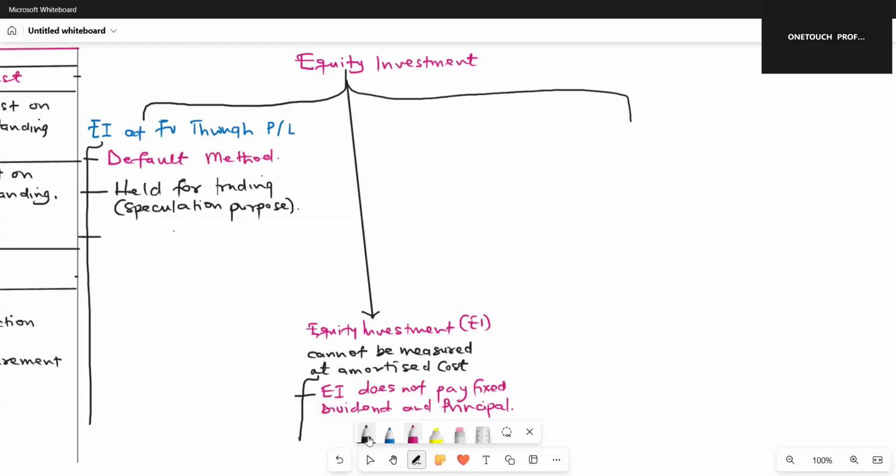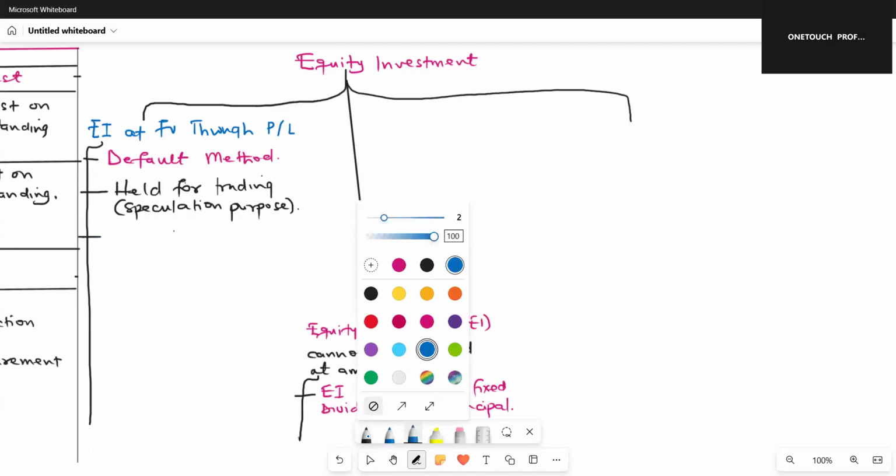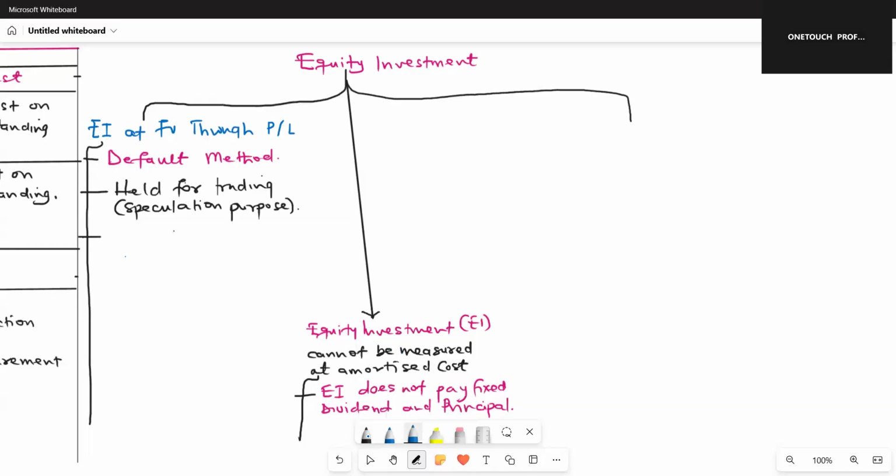It is measured at fair value. I'm just adding some measurement to it. It's measured at fair value, and changes in fair value go to the P&L account. Dividend income also goes to the P&L account.